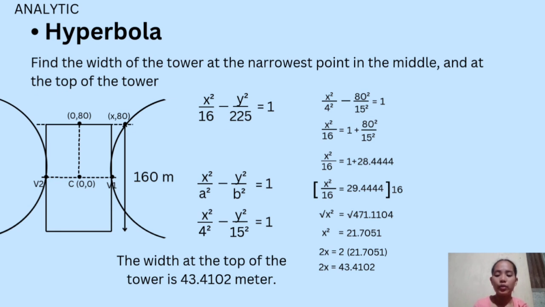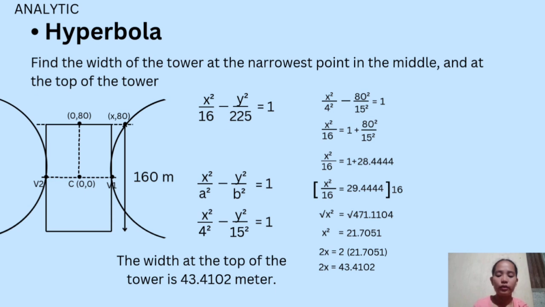And we have the problem of hyperbola. Find the width of the tower at the narrowest point in the middle and at the top of the tower. You have the equation first: x squared over 16 minus y squared over 225 equals 1. x squared over a squared minus y squared over b squared equals 1. Since it is squared, we have 4 squared in a and 15 squared in b.